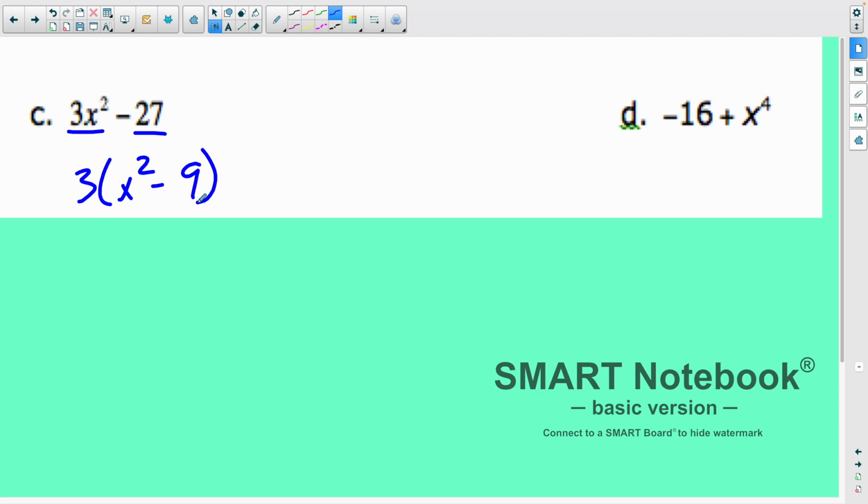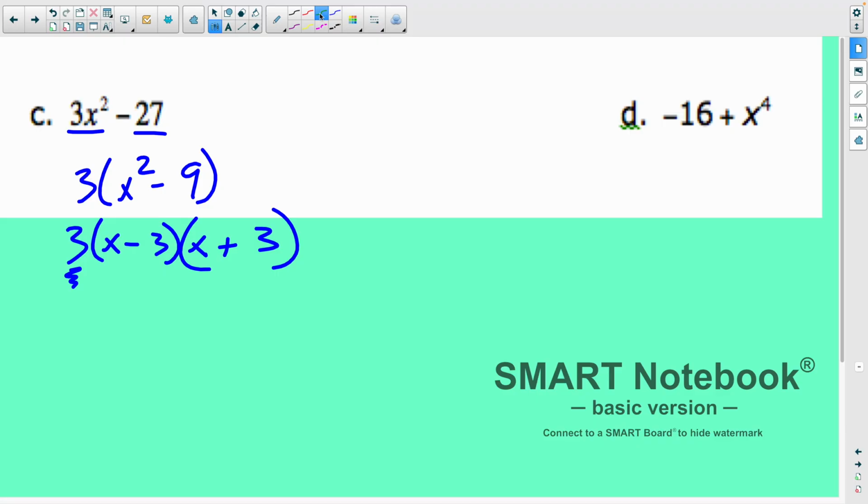Now it looks a little bit more like difference of two squares. The x squared breaks apart into x and x. The 9 will factor into 3 and 3, and I got one negative, and I have one positive. Now, it is important to leave this 3 out front. We'll talk more about it a little bit later down the road.